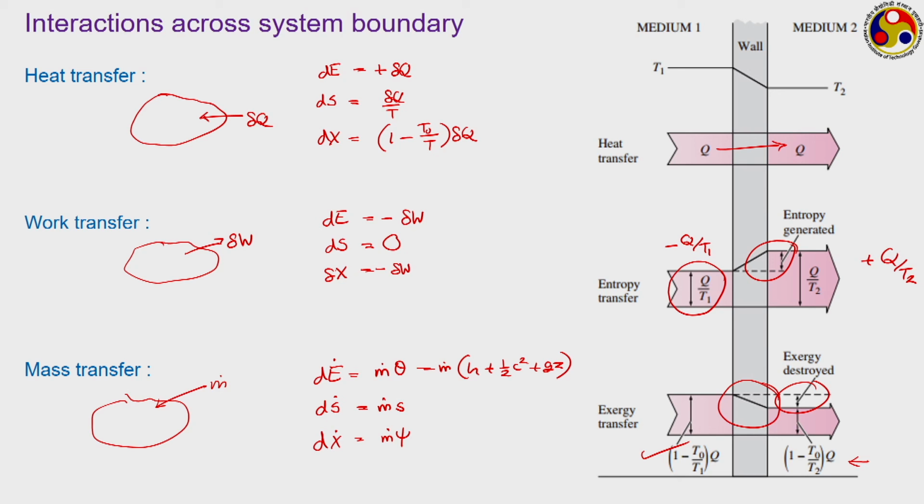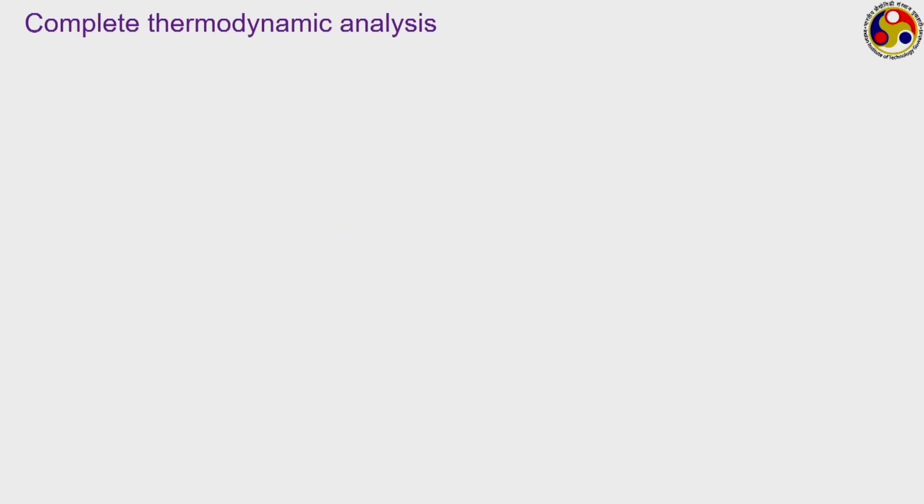So, using this, now we know how to calculate the exergy of a system, closed or open, and also we know how to calculate the exergy transfer and entropy transfer to a system or from a system associated with heat, work and mass transfer. So, we finally combine all of them to get a complete thermodynamic analysis. To perform a thermodynamic analysis, we have to perform both first law and second law analysis.